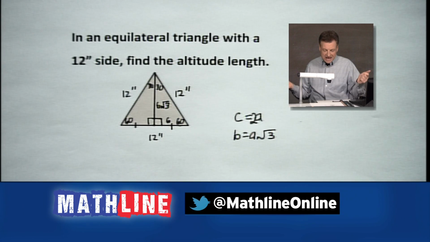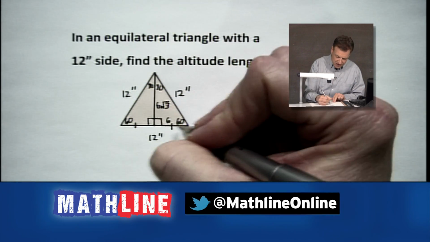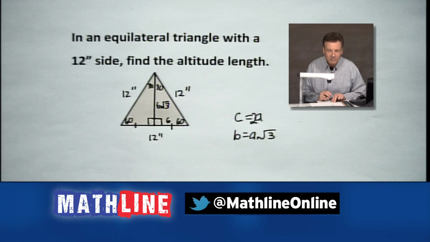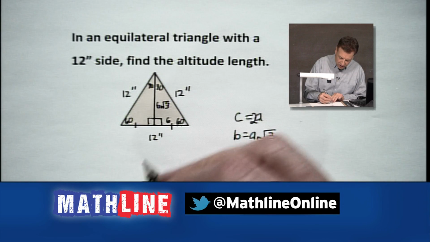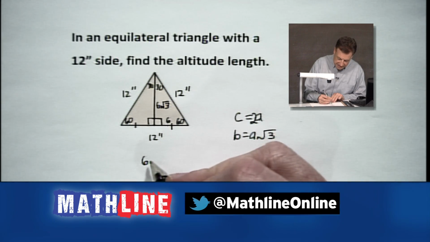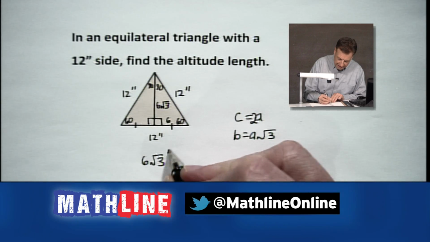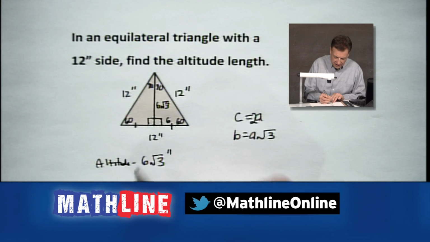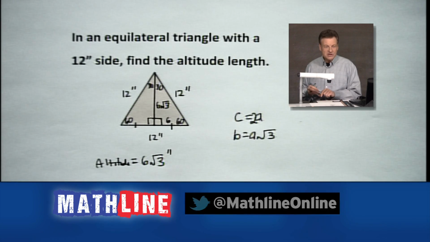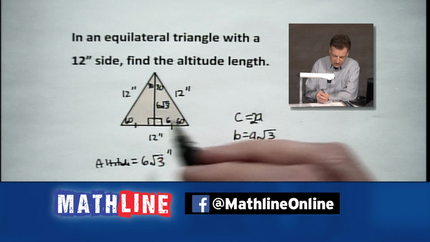Now the question says, find the altitude length. Where's the altitude? It's this little guy that's opposite the 60 in this problem, all right? There it is. There's your altitude, and we can put 6 square roots of 3 inches. There's your altitude. And again, easy stuff. That's your B in that ABC situation.